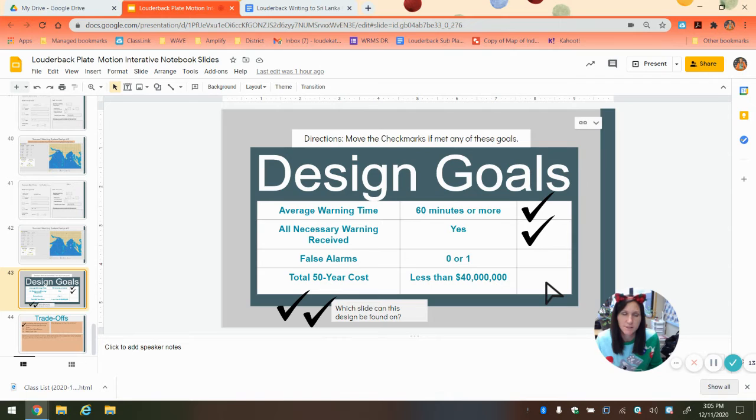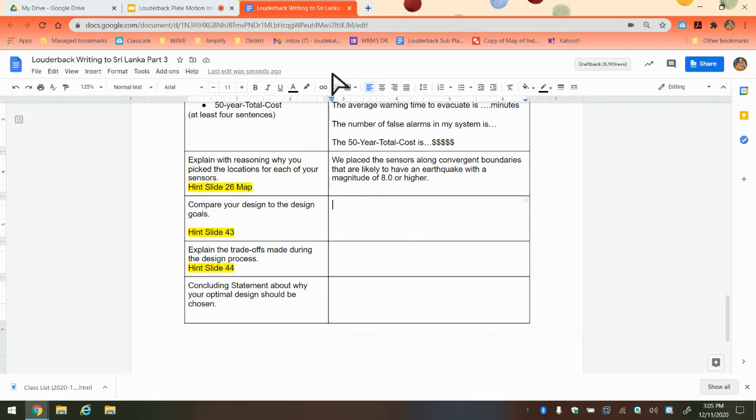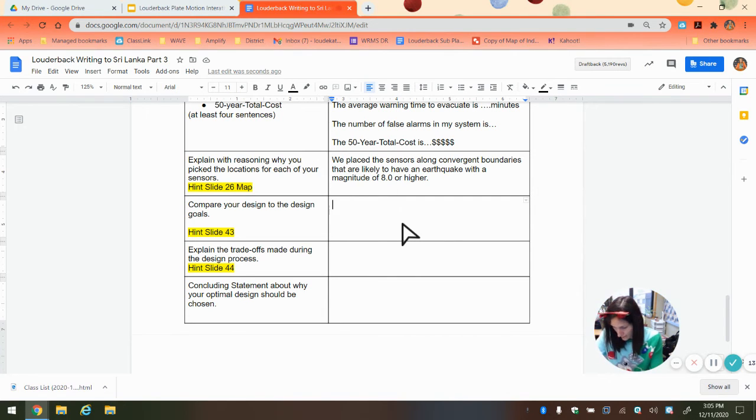So on the sentence of my Google Doc, I want to write how I met 2 of the 4 goals, which were all necessary warnings received and a warning time of 66 minutes. So I want to be specific in that, okay?